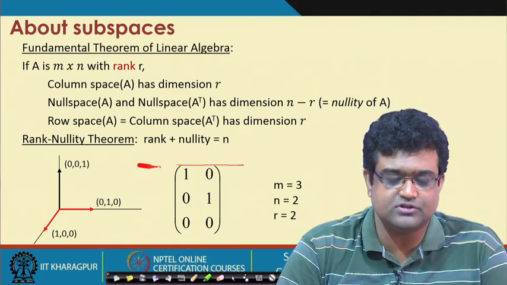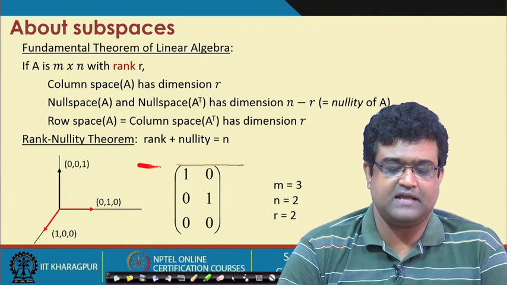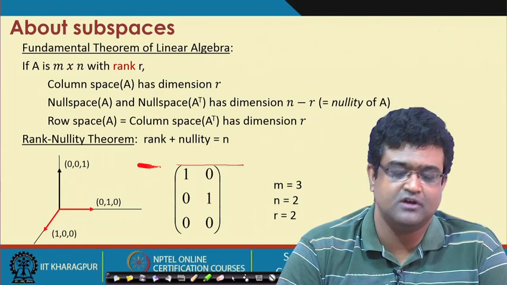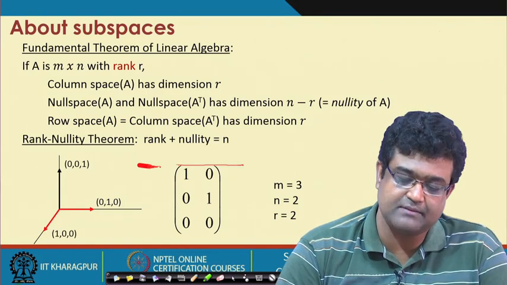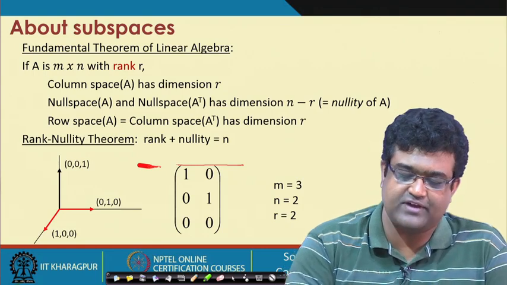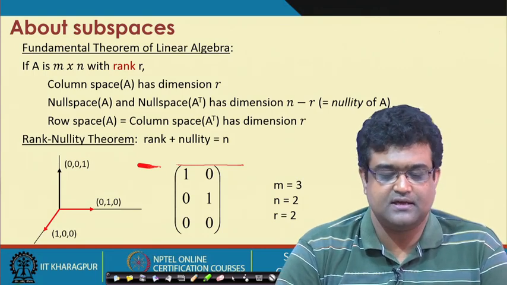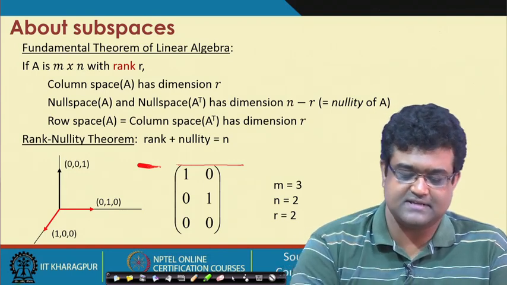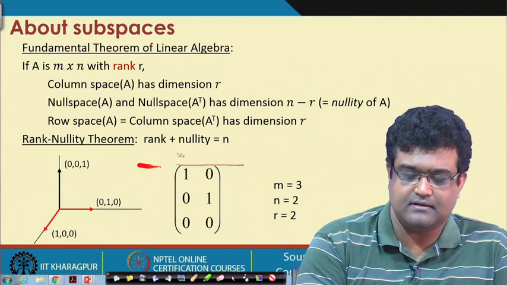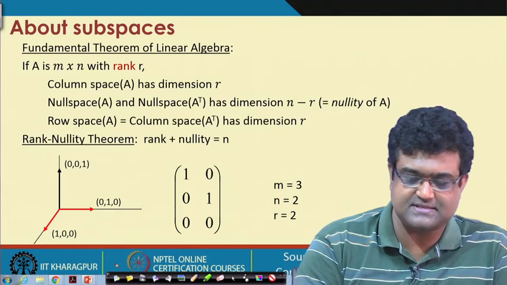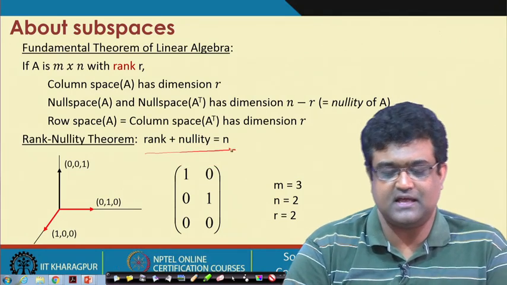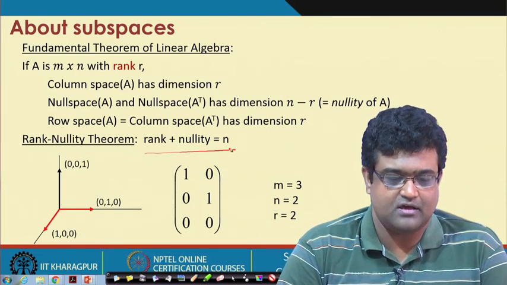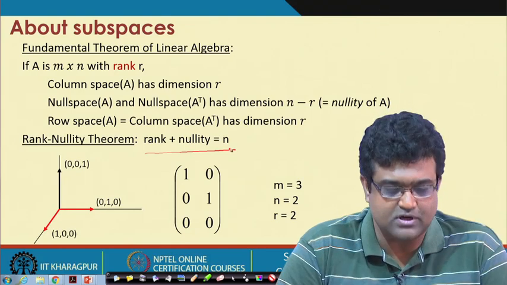Also, since the dimension of the row space and the dimension of the column space are the same, the dimension of the row space, which is also the dimension of the column space of A transpose, is also R. Hence, the important result that given an n dimensional space, the rank plus nullity of the matrix A is equal to n.